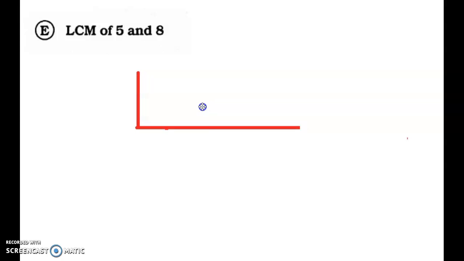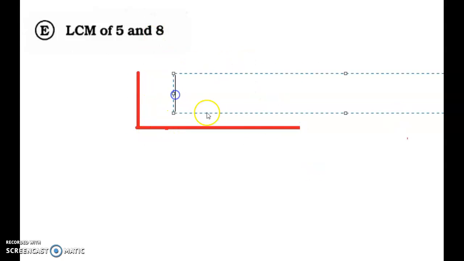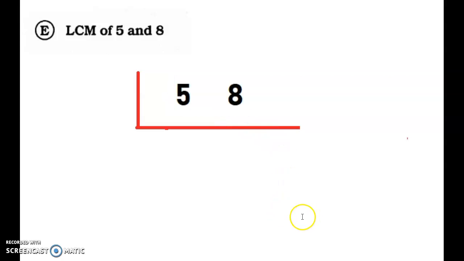So the first one I'm going to do is E. It says LCM of 5 and 8. So what I like to do again is use the ladder method that so many of us are starting to like. So I got my little ladder, right? And I have 5 and 8, so I'm going to put my 5 and 8 inside the box.